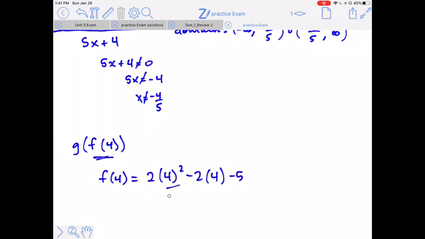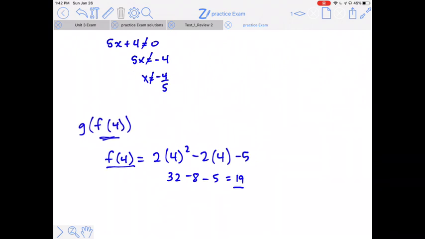So here 4 squared is 16. 16 times 2 is 32 minus 8 minus 5. 32 minus 8 would be 24. And then 24 subtract 5 is 19. So f of 4 is the same as 19.